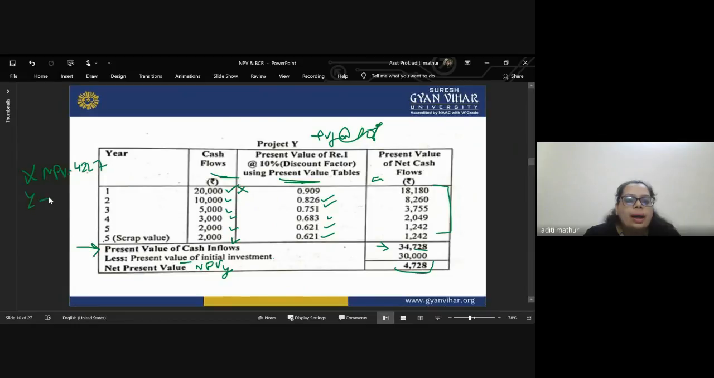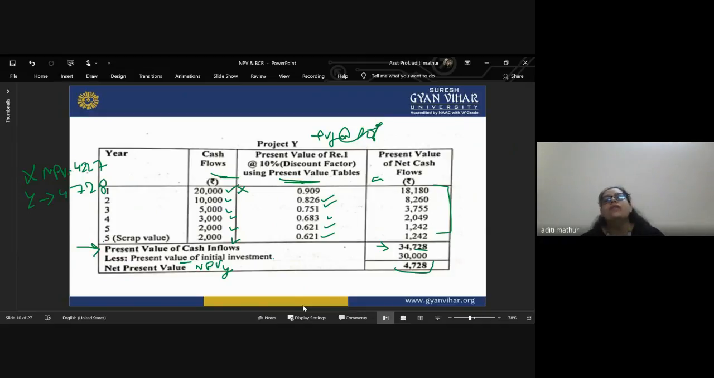In project Y, your NPV is 4728. Now what to do? They both are positive. When you have such situations where both projects are positive, then what to do? The one with the higher value should be selected because it is giving you more returns. So project Y will be accepted.